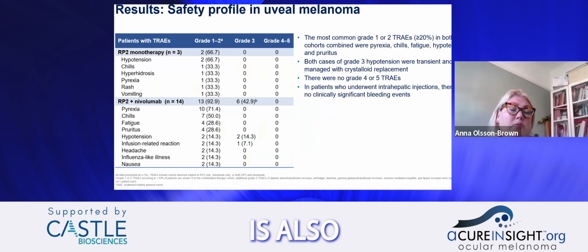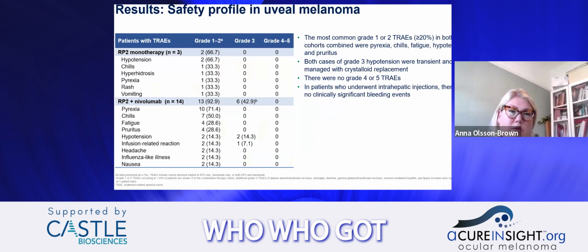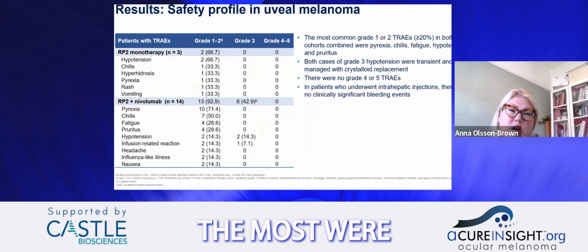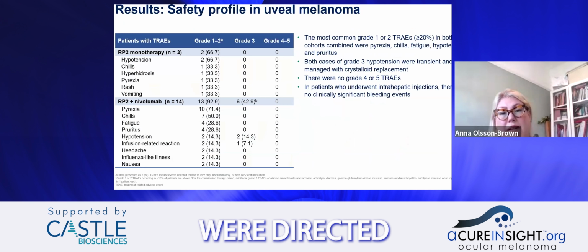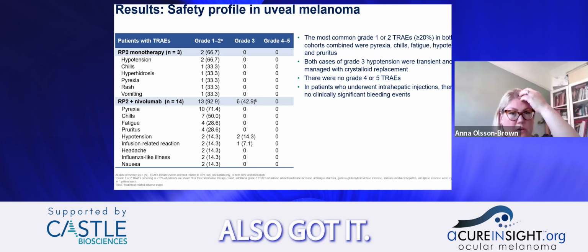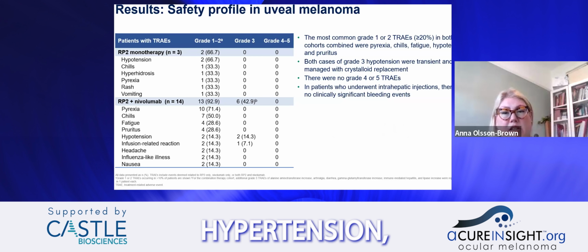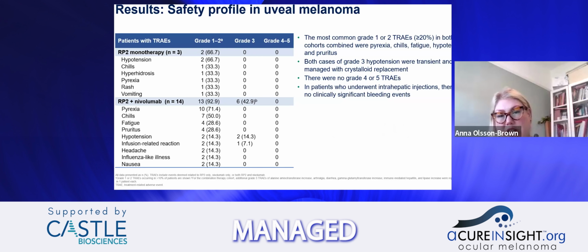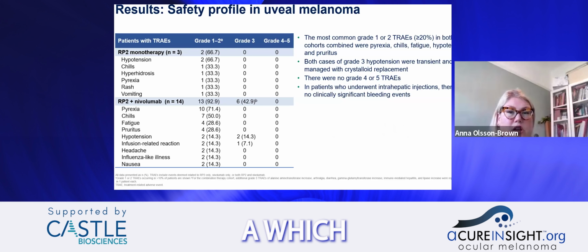The safety profile is also quite interesting. So as you can see here, there were some patients who got toxicity. The most common were grade 1 or grade 2 in the groups: pyrexia, chills, fatigue, and hypertension, and some people also got itch with pruritus. There were 2 cases of grade 3 hypertension, but both were transient and readily managed with fluid therapy alone. And there were no grade 4 or 5 AEs, which again is quite relevant.